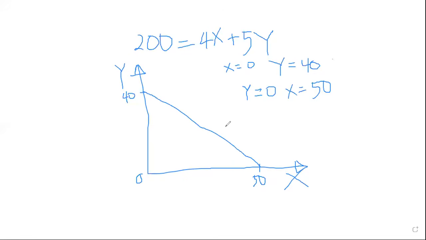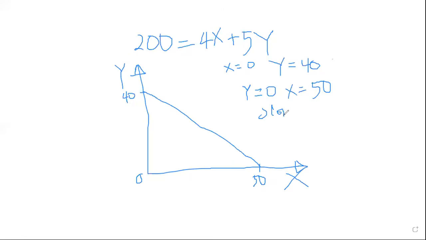Now there are a few other things that I want us to discuss with regards to the budget line. The first one is the slope of the budget line. It's important because we will need that at some point when it comes to the equilibrium of the consumer. So, the slope of the budget line.